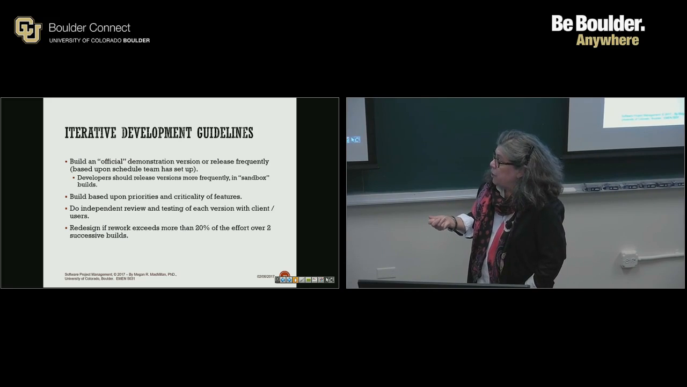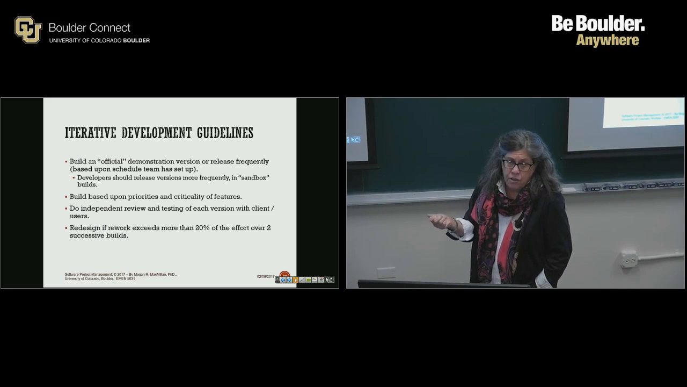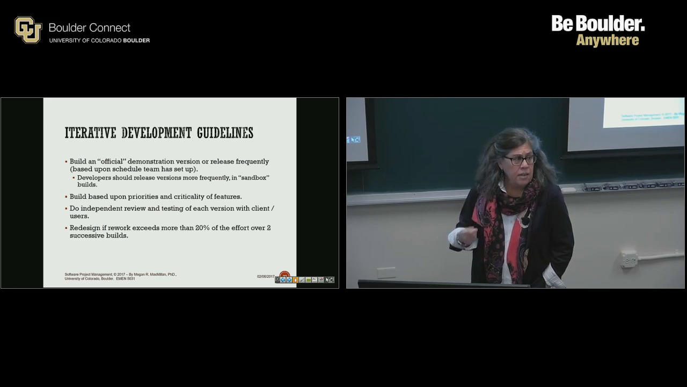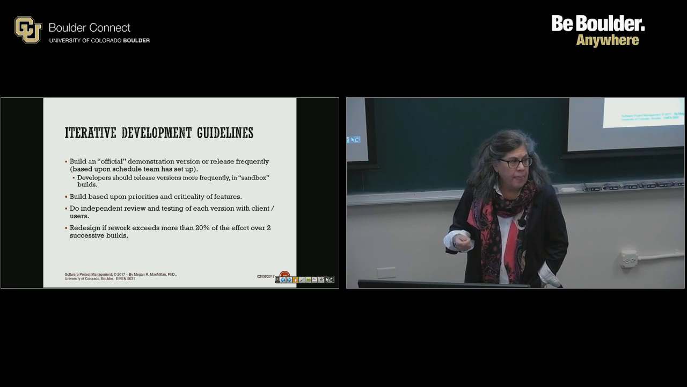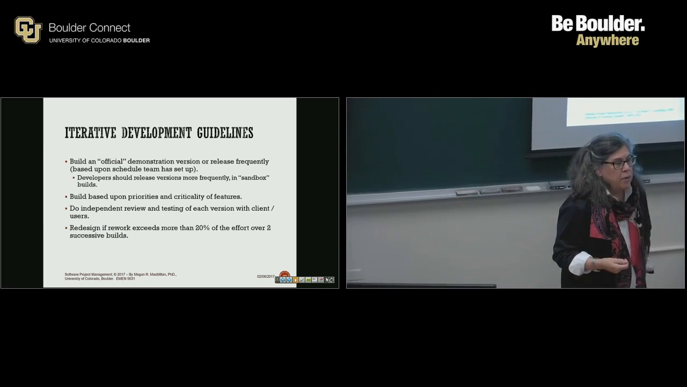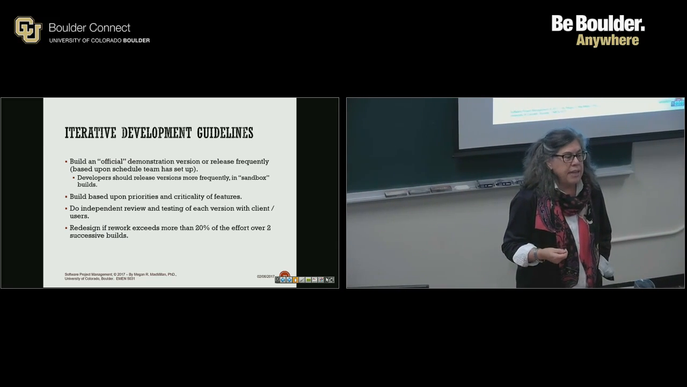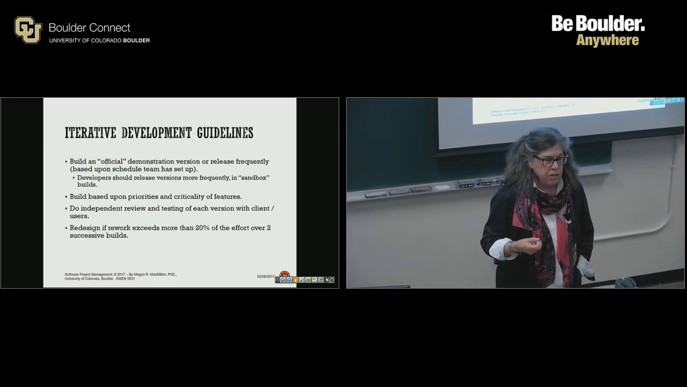We do build upon priorities and the criticality of features. I'm constantly talking with my clients, who are internal clients, about what's the priority, what's critical to get out in an MVP. All of you have heard the terminology MVP, right? Minimum viable product. What is the least amount of features or functions you can release that's worthwhile to your client?